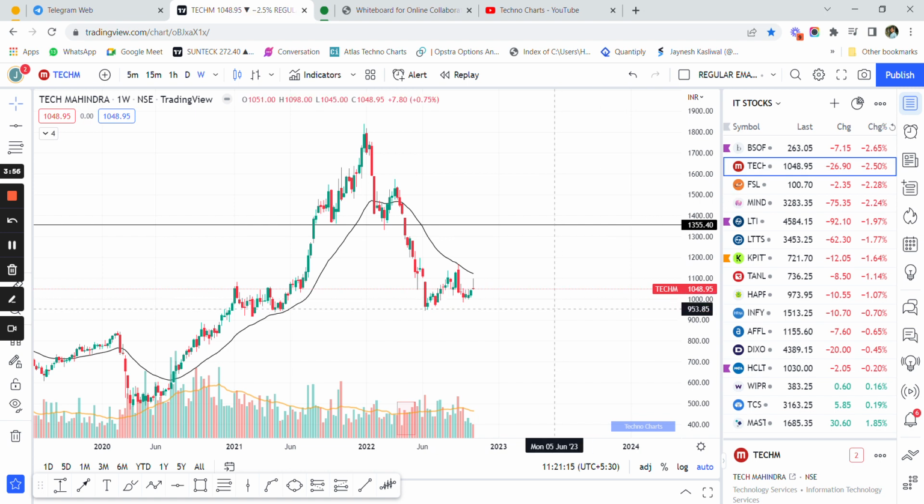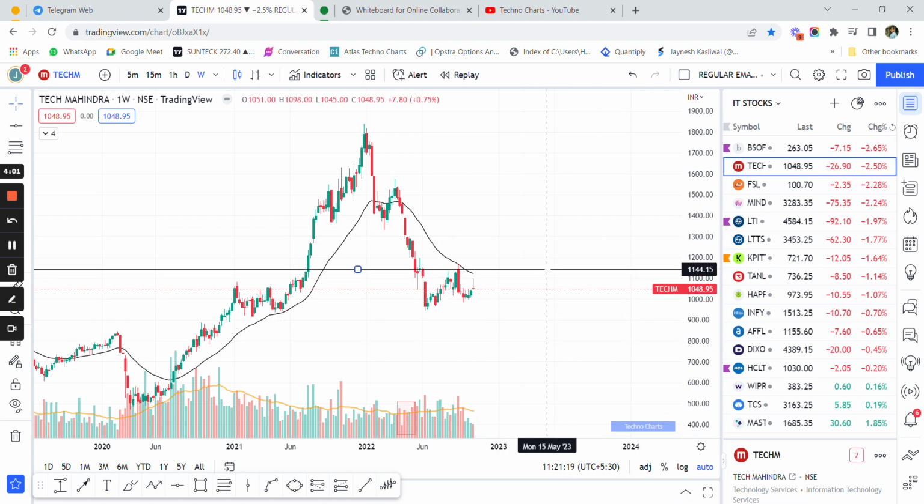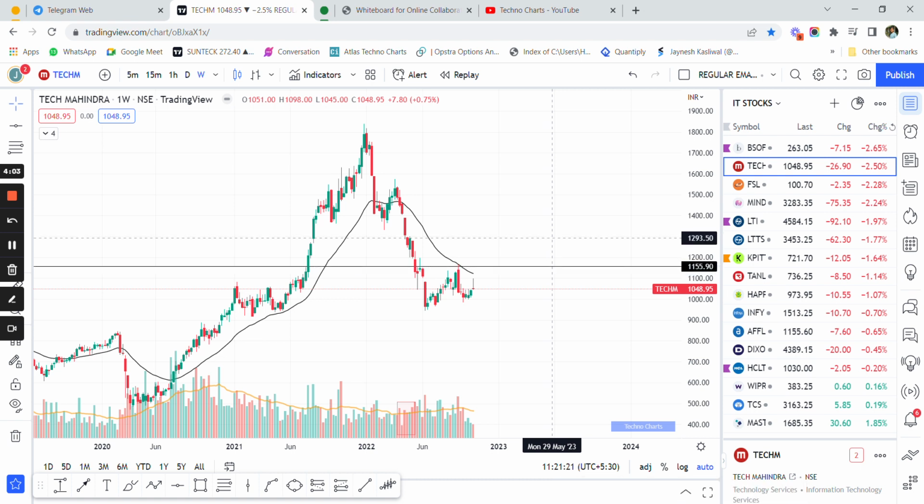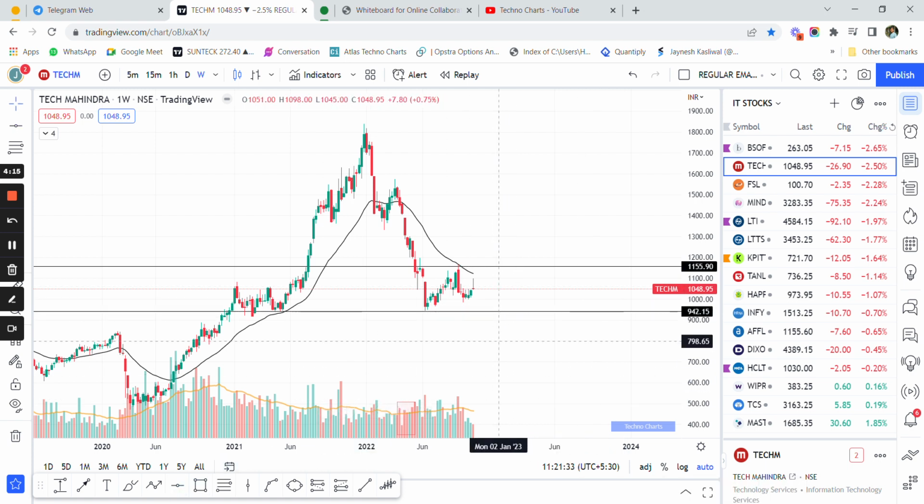Now the next stock that I'm going to talk about is Tech Mahindra. Tech Mahindra has an important resistance at around 1155 basically. So if the stock moves above this level, then one may consider it to be a bullish trend probably. But if the stock breaks this level of around 942 rupees, then we can assume that the stock can touch the pre-COVID levels, that is around 780, 800, 850 levels or so, right?